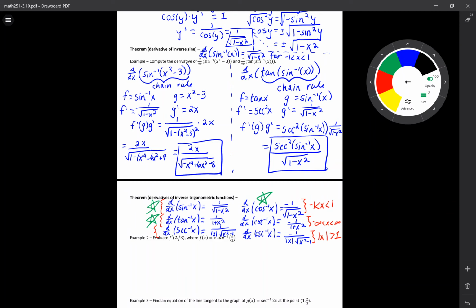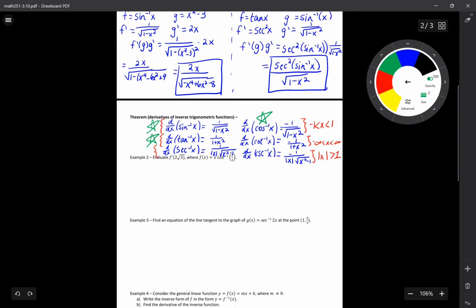All right, let's do another example. Example 2, evaluate f prime of 2 square root 3, where f of x is equal to tangent inverse of x divided by 2. So I first need to find the derivative of tangent inverse of x divided by 2, right?